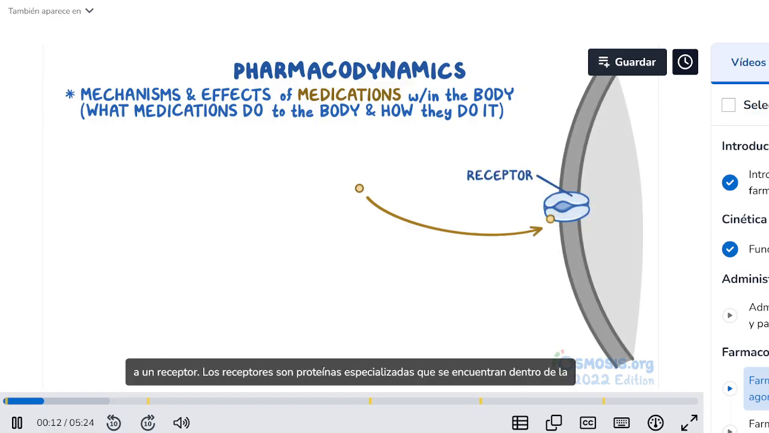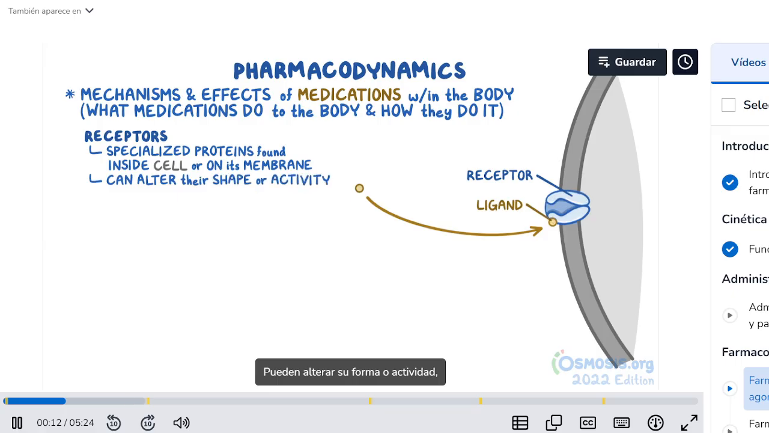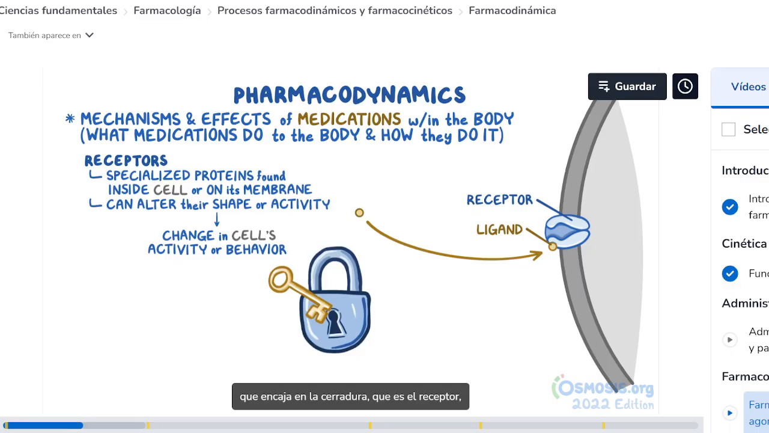Alright, so in order to have an effect, many medications have to reach their target cells and bind to a receptor. Receptors are specialized proteins found inside the cell or on its membrane. When they bind to a signal molecule called a ligand, they can alter their shape or activity, which ultimately results in some change in the cell's activity or behavior.